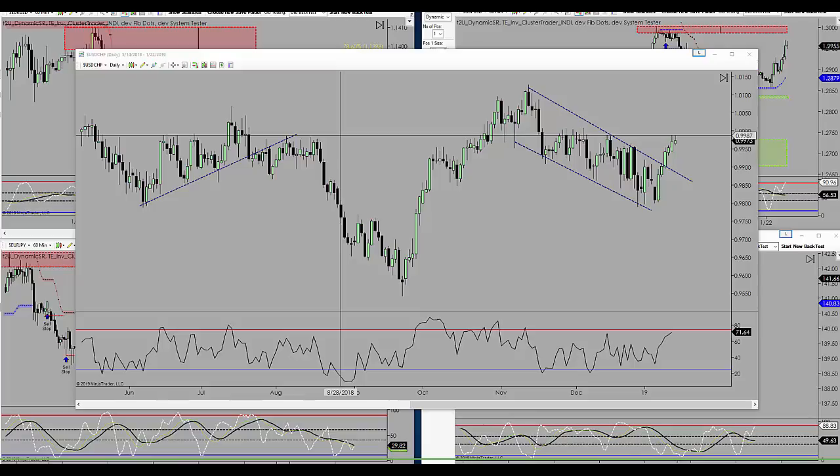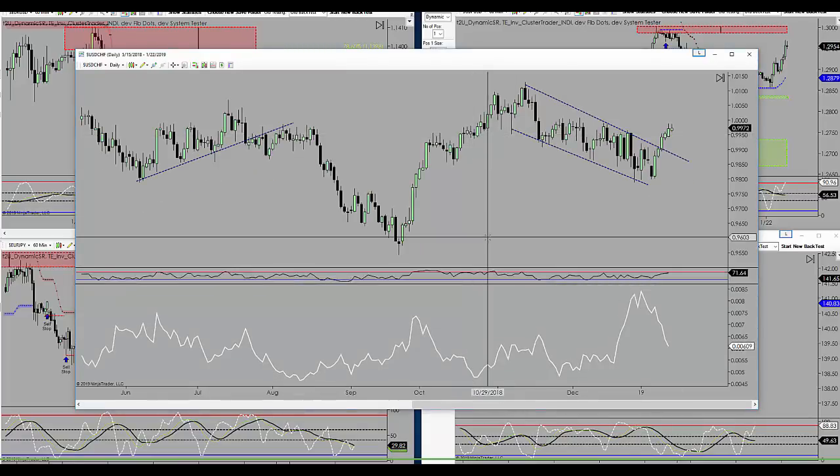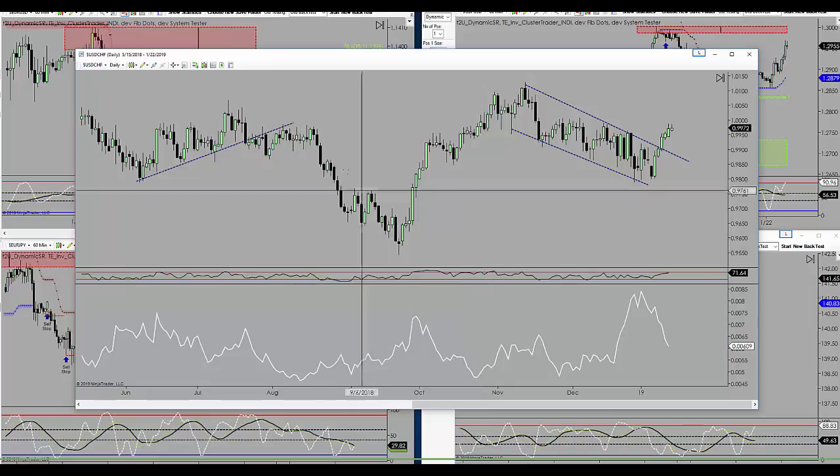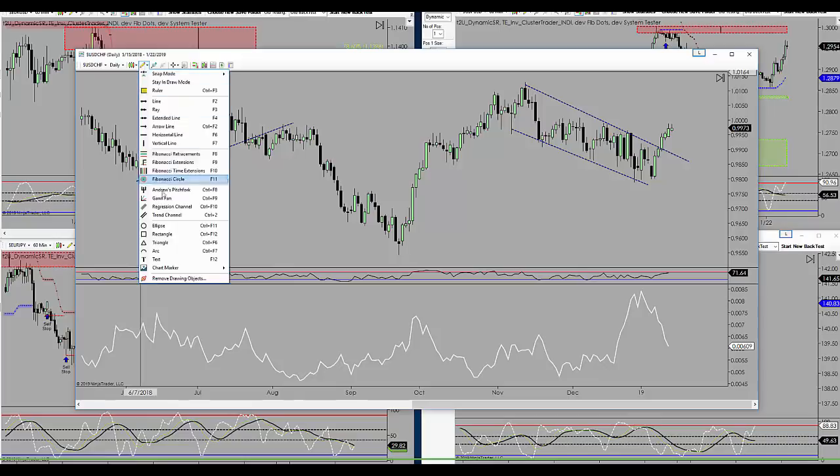A couple of things to do when you're looking at your higher time frame is a recognition of volatility. So you'll note right here as the market is declining, right here, you see an increase in volatility. So we see a sideways trade right here in the market. Let's go ahead and identify that.